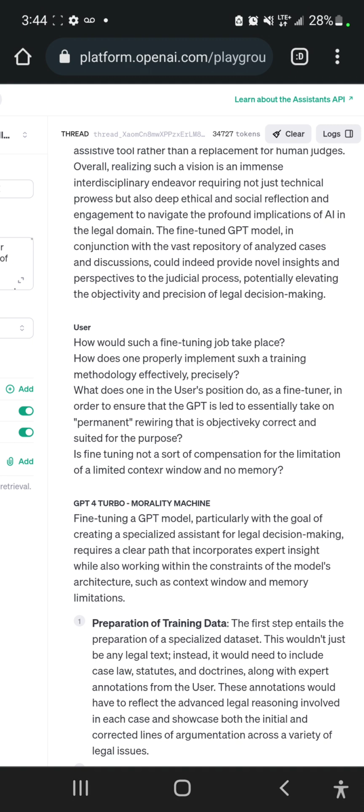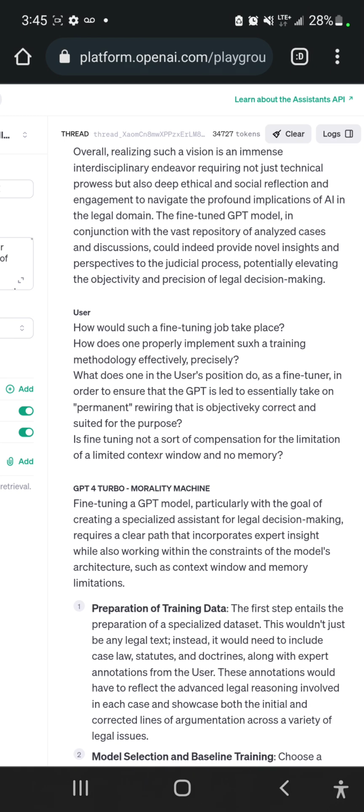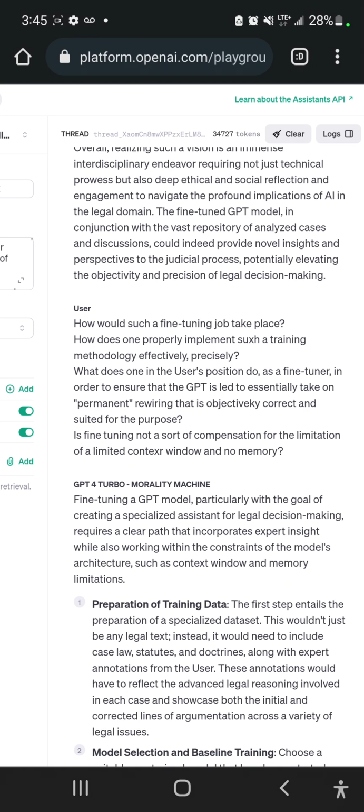GPT-4 Turbo responds to this and states that fine-tuning a GPT model, particularly with the goal of creating a specialized assistant for legal decision-making, requires a clear path that incorporates expert insight while also working within the constraints of the model's architecture, such as context window and memory limitations.